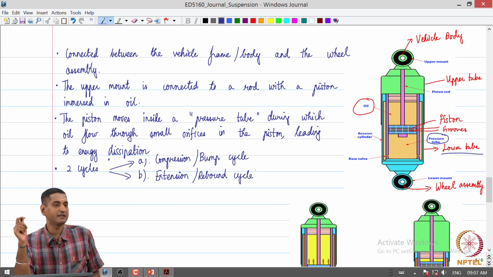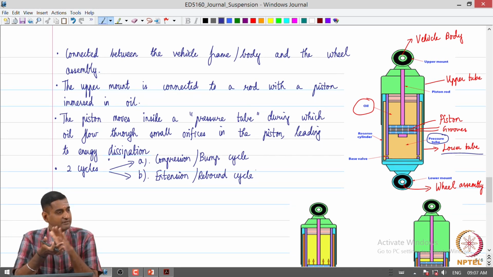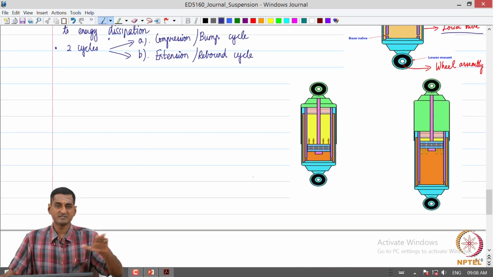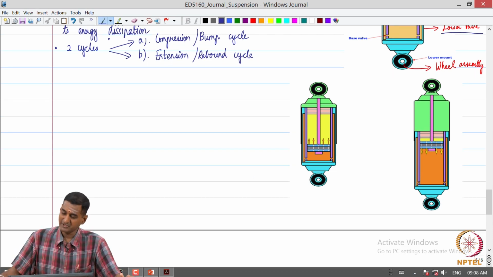Suppose we are driving a car and we go over a speed breaker. Then we are going to have a compression or a bump cycle. Let us say one of the wheels goes into a pothole, we are going to have an extension or a rebound cycle. Of course, when you have vibrations, we are going to have both, periodically.